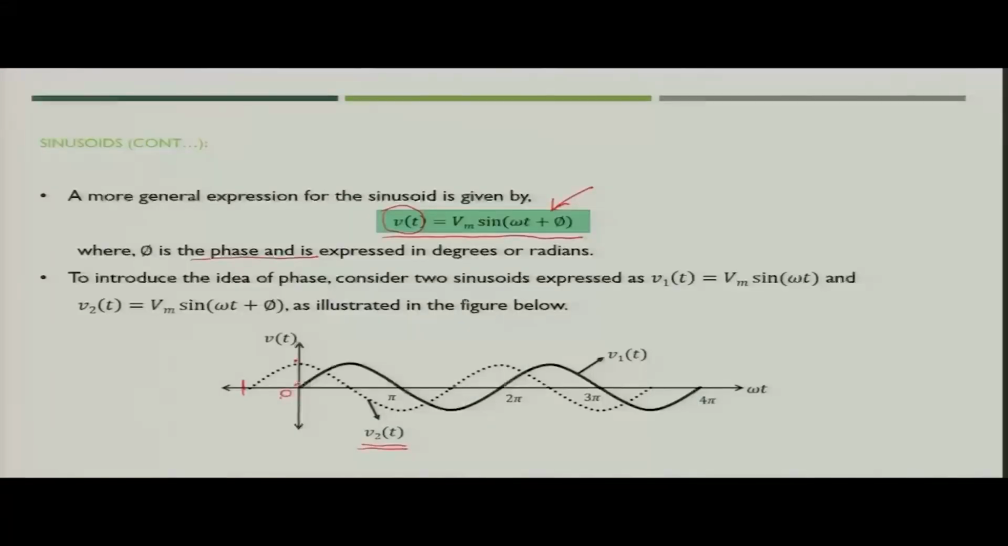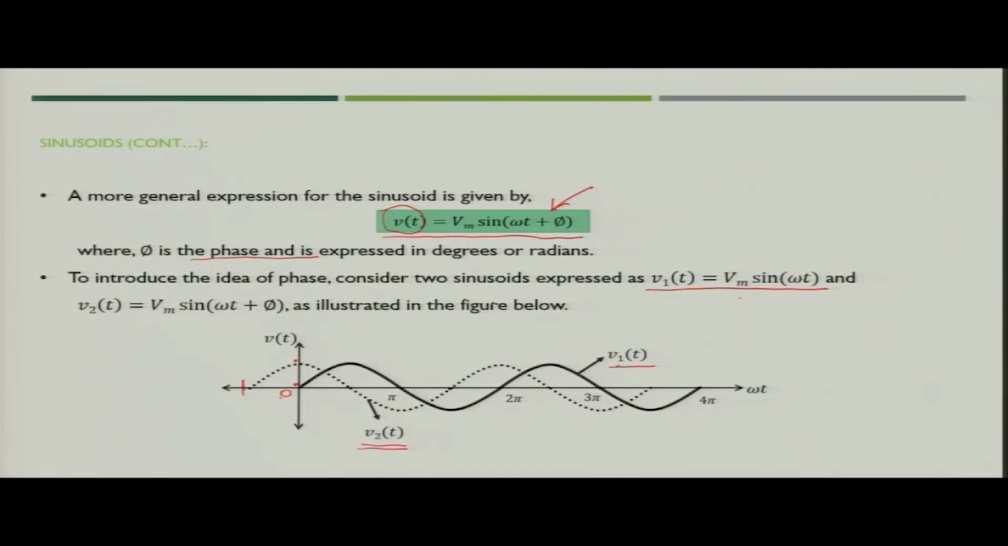Now, if you compare with another signal which is V1 of t, V1 of t is nothing but our original signal which we considered previously, that is V1 of t is equal to Vm sin omega t. If we plot both of them, V1 of t is Vm sin omega t, which starts from the origin, while V2 of t is Vm sin of omega t plus phi, which starts before the origin.